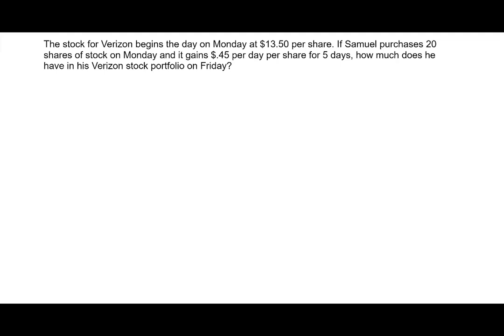If Samuel purchases 20 shares, so he's buying 20 of these things that each cost $13.50. He buys them on Monday, and it gains 45 cents per day per share for 5 days. How much does he have in his Verizon stock portfolio on Friday? Okay, so he buys 20 of these things on Monday. They increase in value every day, and on Friday, each of those 20 things is going to be worth more. So what is his total portfolio value on Friday?